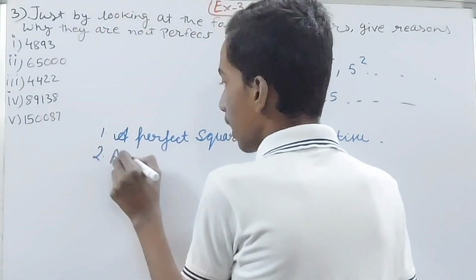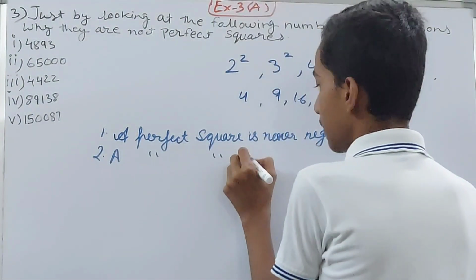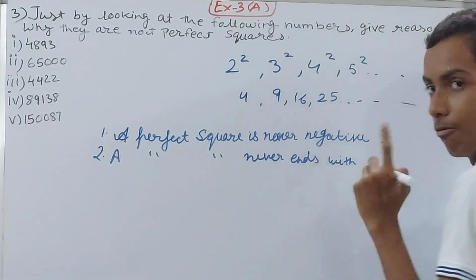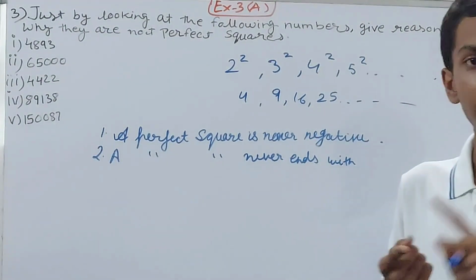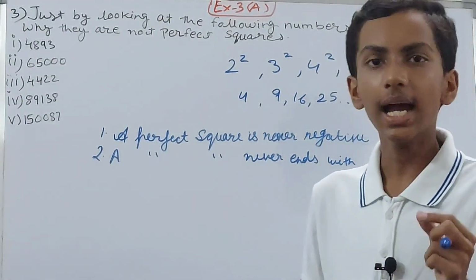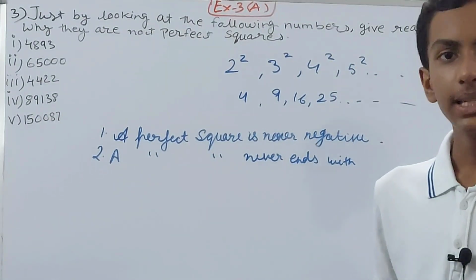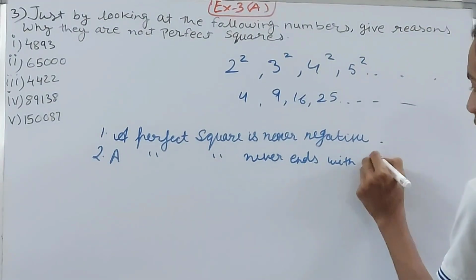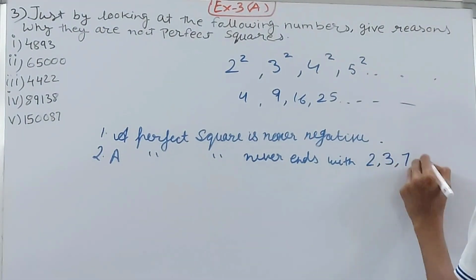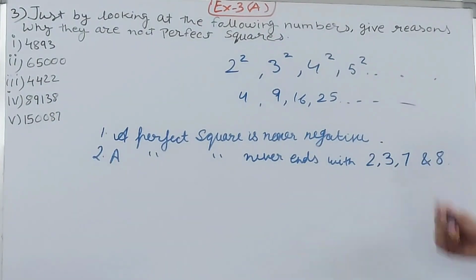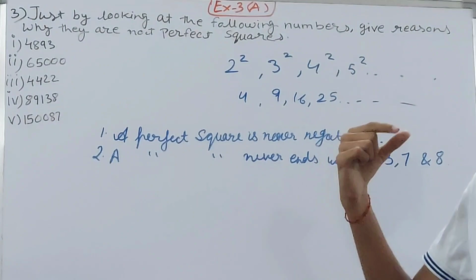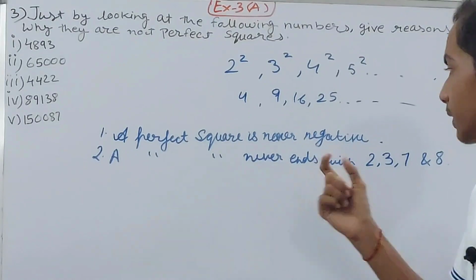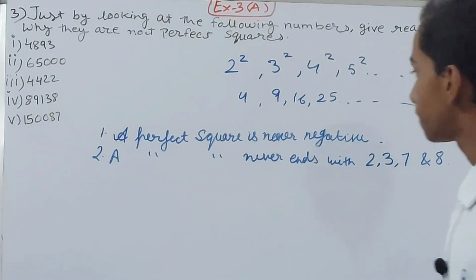Then second is a perfect square never ends with, now there are 4 digits. If these 4 digits are there at the end of any number, then that number will not be a perfect square. So what are those 4 digits? 2, 3, 7 and 8. So any number that has 2, 3, 7 or 8 in the ones place, meaning it is ending with that number, will not be a perfect square.